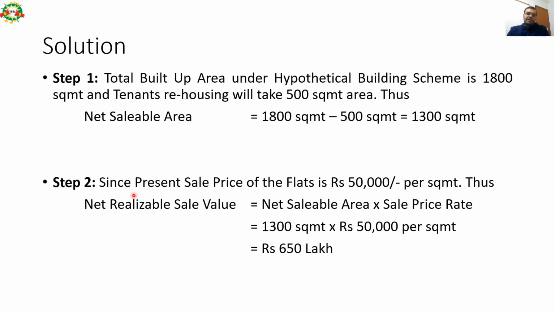In step number 2, since present sale price of the flat is 50,000 rupees per square meter, the net realizable sale value the builder can get is 650 lakh rupees by selling this 1300 square meter. So net sellable area is equal to 1300 square meter. Net sale price has been given in the question, 50,000 rupees per square meter. So 1300 into 50,000 gives us the net realizable sale value, or gross receipt from the project for the builder.